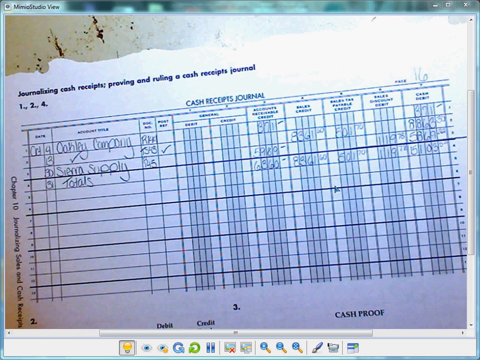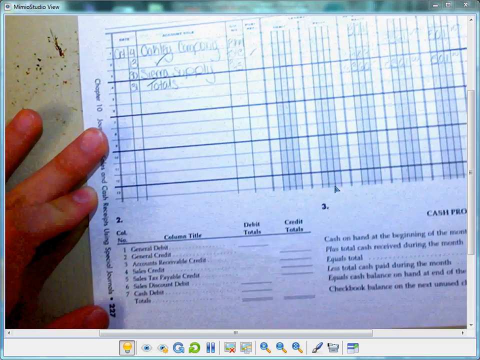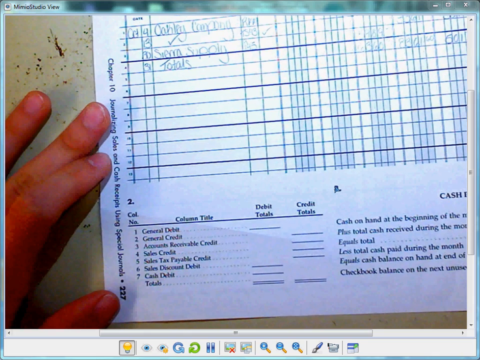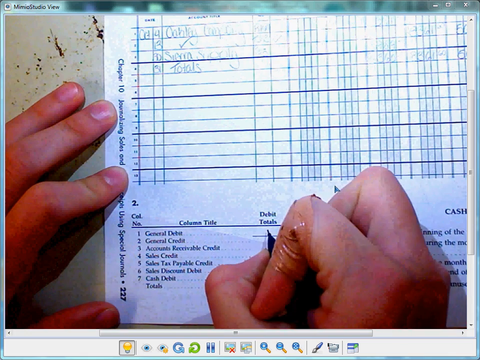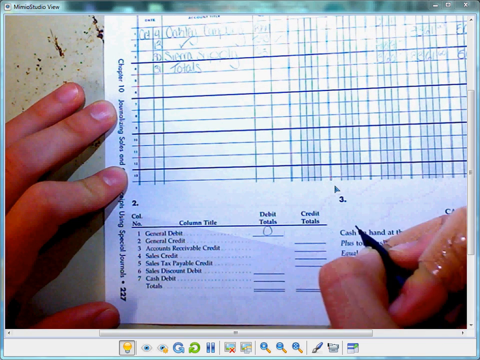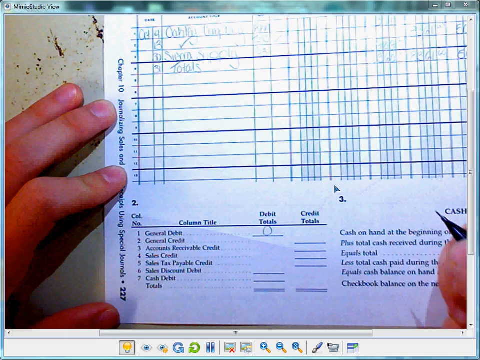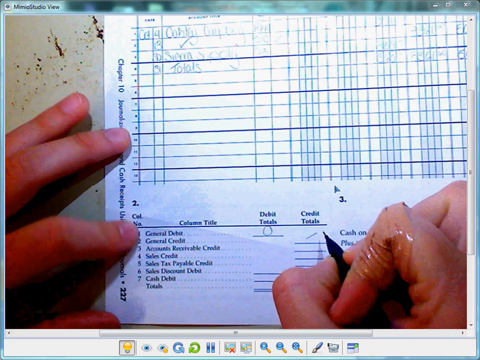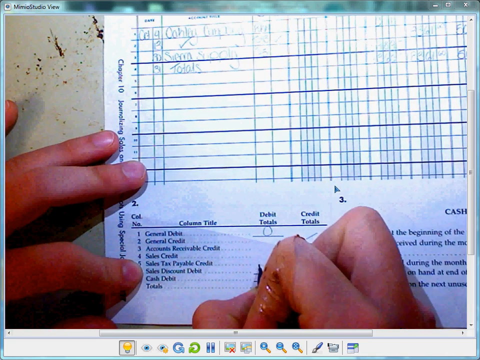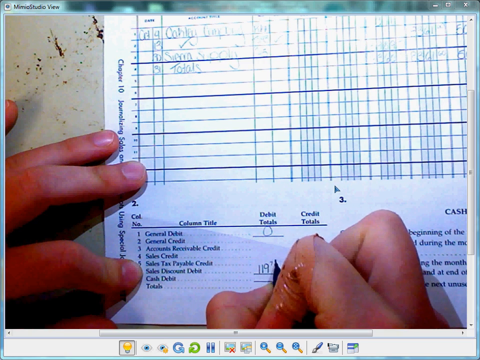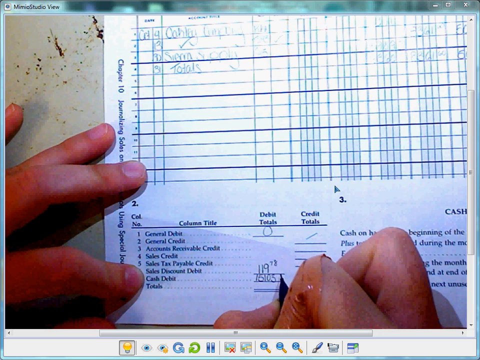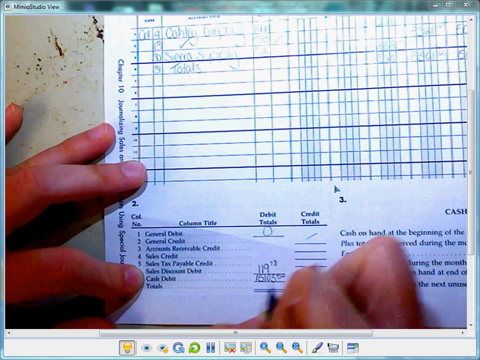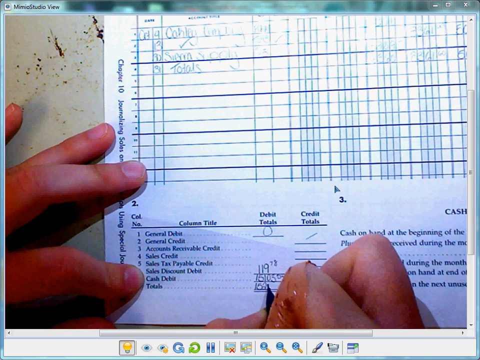Okay, so then we need to go down and do the little part 2 section so we can see if our debits and credits equal each other. So we're just bringing down the totals that we already put up there. General debit is nothing, so I would put a 0 or a dash. Sales discount debit was $119.78. Cash debit $15,103.52. So our debit total is $15,223.30.